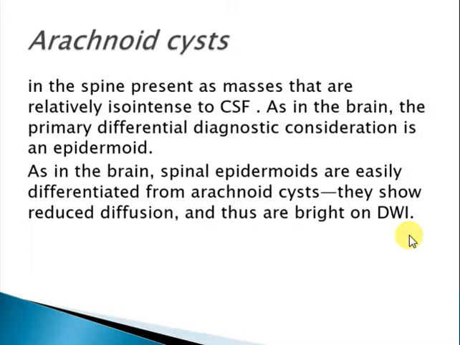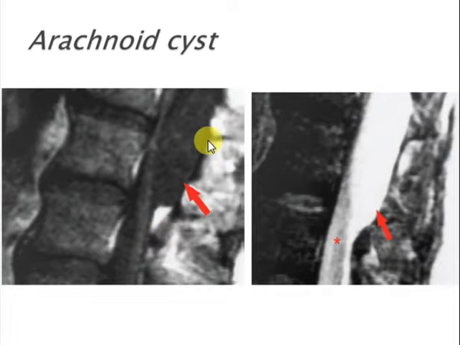The arachnoid cysts will have reduced diffusion, while the epidermoids will show an increased diffusion and will appear bright on diffusion weighted images. So this is a case of an arachnoid cyst. You can see here the cyst is causing some mass effect on the adjacent spinal cord, and it follows the CSF signal on all sequences.